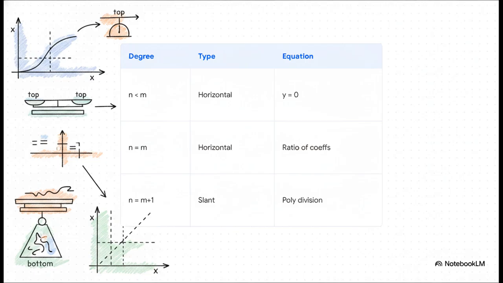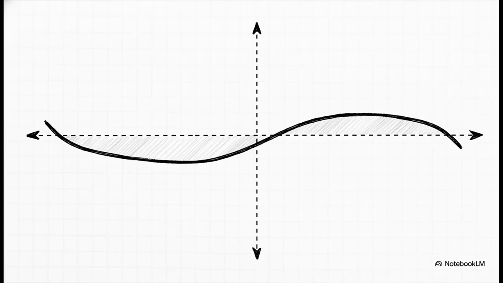If the bottom is mathematically heavier, meaning n is less than m, your graph flattens right out at the x-axis, so y equals 0. If they're in a dead tie, n equals m, your horizontal asymptote is just the ratio of their leading coefficients. And if the top is heavier by exactly 1 degree, the graph doesn't flatten horizontally at all. It goes diagonal, giving you a slant asymptote, which you can easily track down using some polynomial division. Now listen to this because it's vital.